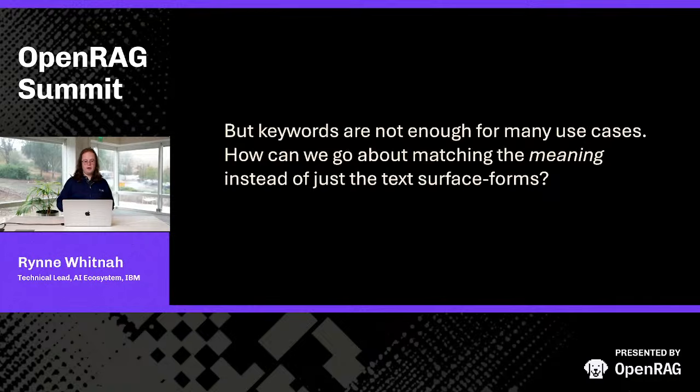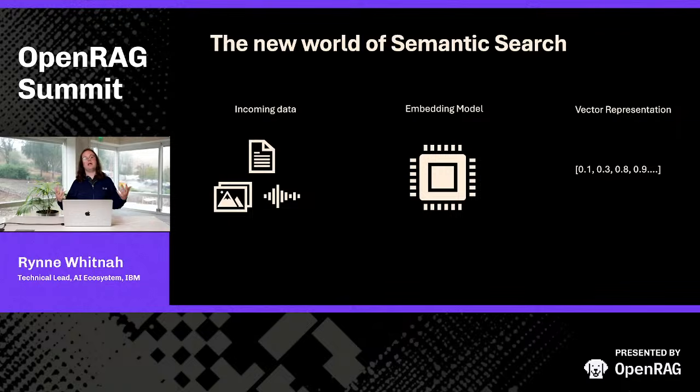But for some use cases, keywords aren't enough. So how can we look at the meaning behind these things instead of just the text surface forms and how they appear? This is where we enter the world of semantic search. We have data that's coming in, whether that is text or pictures or audio or video or whatever you have.